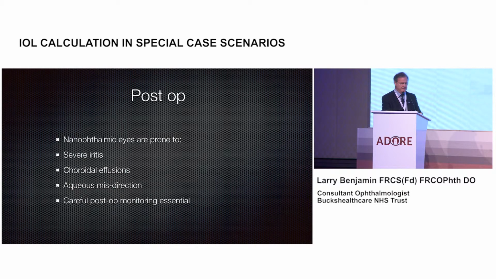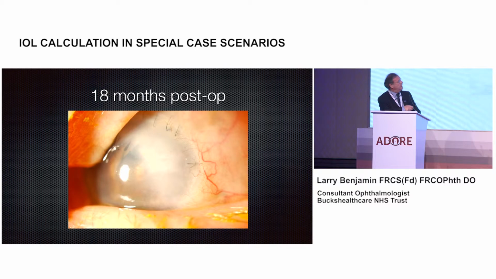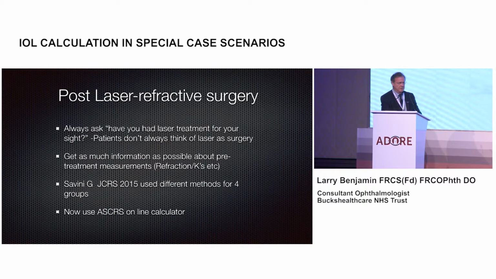And always give these to a senior surgeon. They're very prone to iritis, choroidal effusions, aqueous misdirection, and you need to see them the next day after the surgery. Here's an example of one of these eyes post-operatively. This eye actually had to have a decompression with a vitrectomy, and a couple of years later the cornea is decompensating. They're very difficult eyes to deal with. But in terms of optics, go for the highest plus you have and treat the rest with a contact lens.